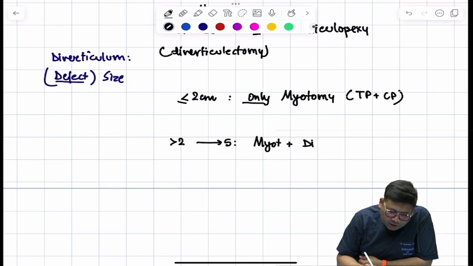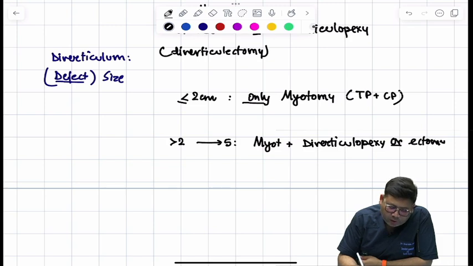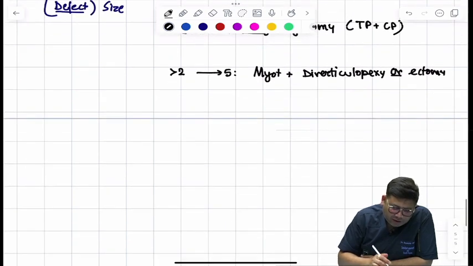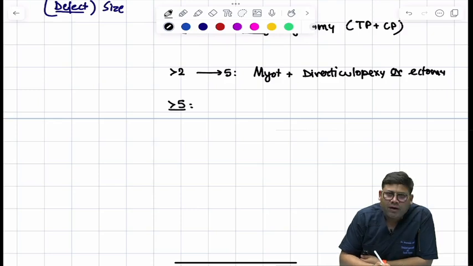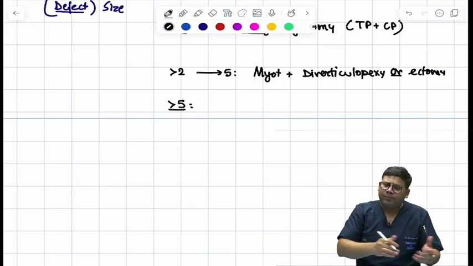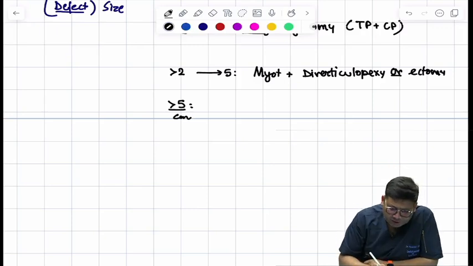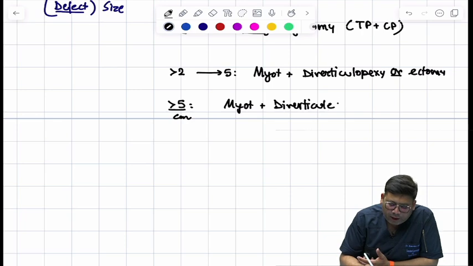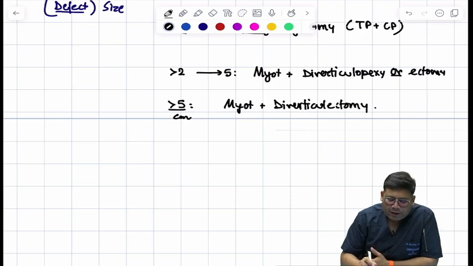Along with that, you have an option of diverticulopexy, or you can say diverticulectomy. It is your choice. More than 5 centimeter, it is too big and will create a lot of nuisance, like halitosis, impending obstruction. So more than 5 centimeter, myotomy you will definitely do, and along with that diverticulectomy is mandatory. Now, you know, everyone says, sir, can we do anything endoscopic?